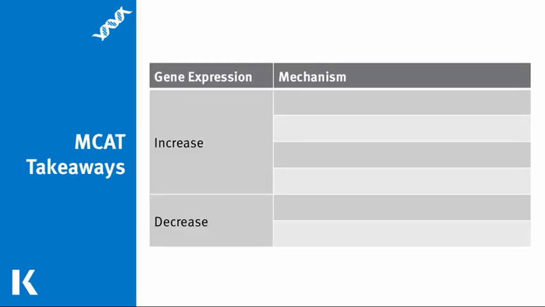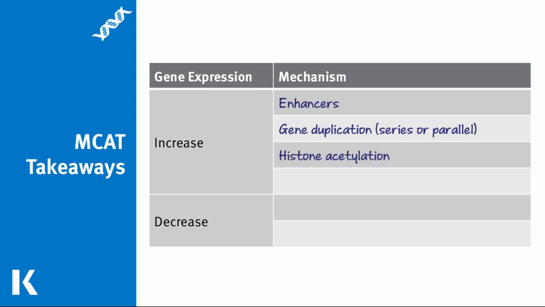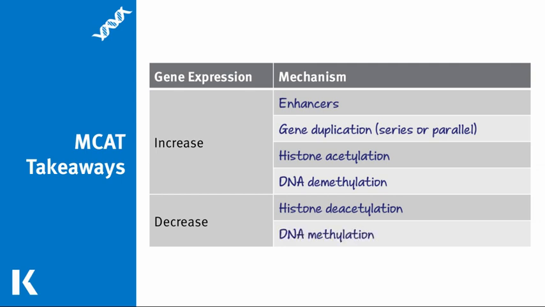To recap, there are 4 main ways to increase gene expression. They include enhancers, series or parallel gene duplication, histone acetylation, and DNA demethylation. To decrease gene expression, histones can be deacetylated, and DNA can be methylated.